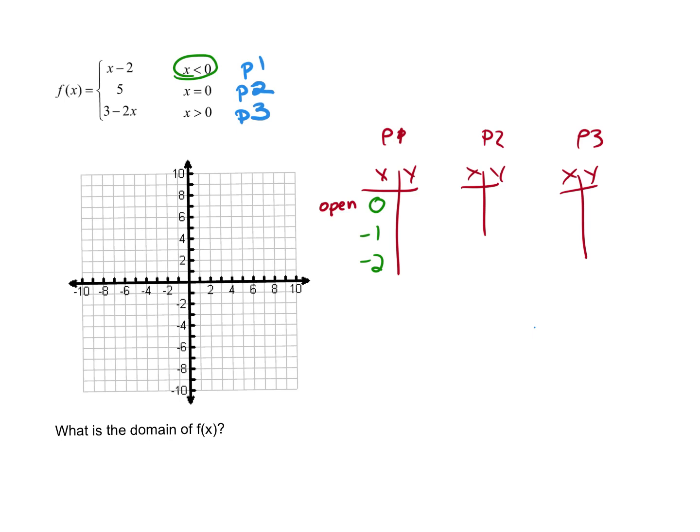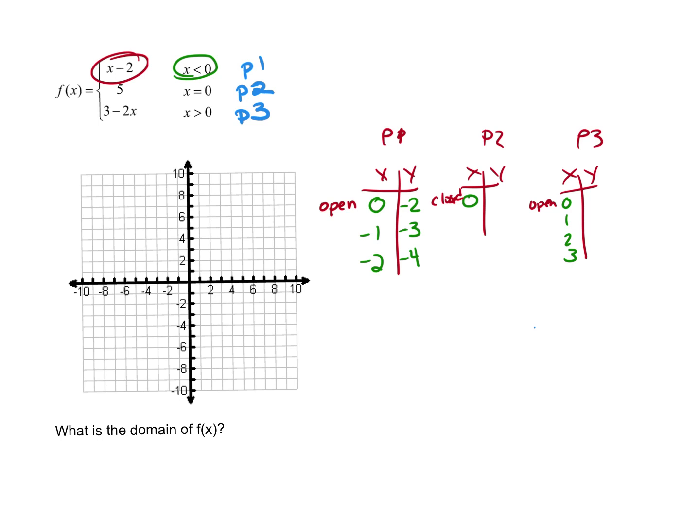Now piece 2, it only includes 0, right? So I'll only put 0. And it is closed because it is equal. It's the only point literally there. And piece 3 is x is greater than 0. So let's go 0, 1, 2, 3, whatever. But this one's going to be open. Okay? So if I plug the ones for piece 1, it says x minus 2. So I'll take the x's and subtract 2. 0 minus 2 is -2. -1 minus 2 is -3. -2 minus 2 is -4.